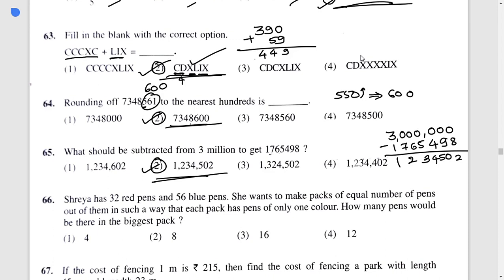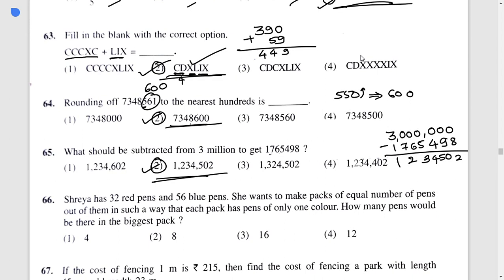Question number 66. Shreya has 32 red pens and 56 blue pens. She wants to make packs of equal number of pens out of them in such a way that each pack has pens of only one color. How many pens would be there in the biggest pack?